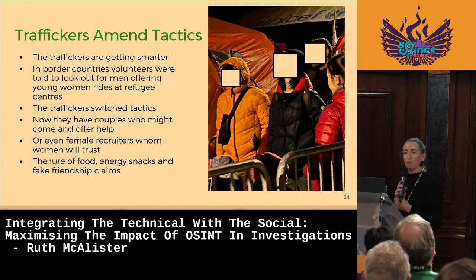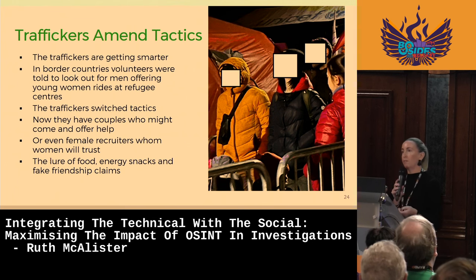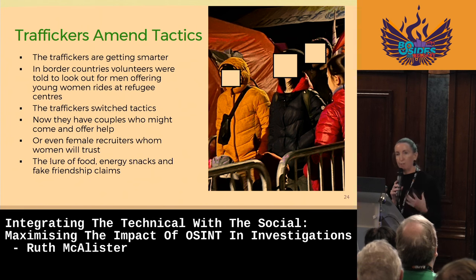In border countries, volunteers were told to look out for men offering young women rides at refugee centres. They were very nice, very encouraging, very supportive, very welcoming. The traffickers really switched up tactics. They had couples now rather than men. So again, the female may trust a female or another couple, for example.